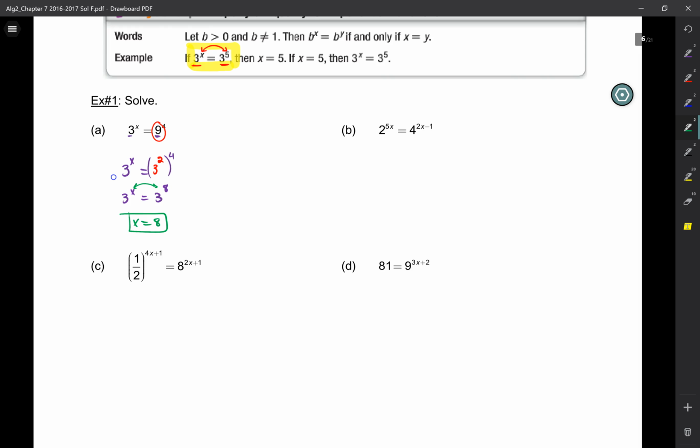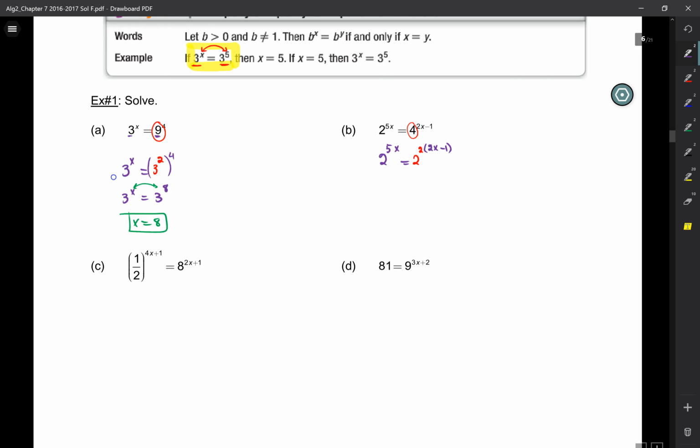Okay? All right. This next one here, I have 2 to the 5x. Now 2 is as simplified as it's going to get, so I'm just going to leave it as is. Equal to, well, what about the 4? Can I rewrite the 4 in terms of 2 to the power of something? It's 2 squared times 2x minus 1.